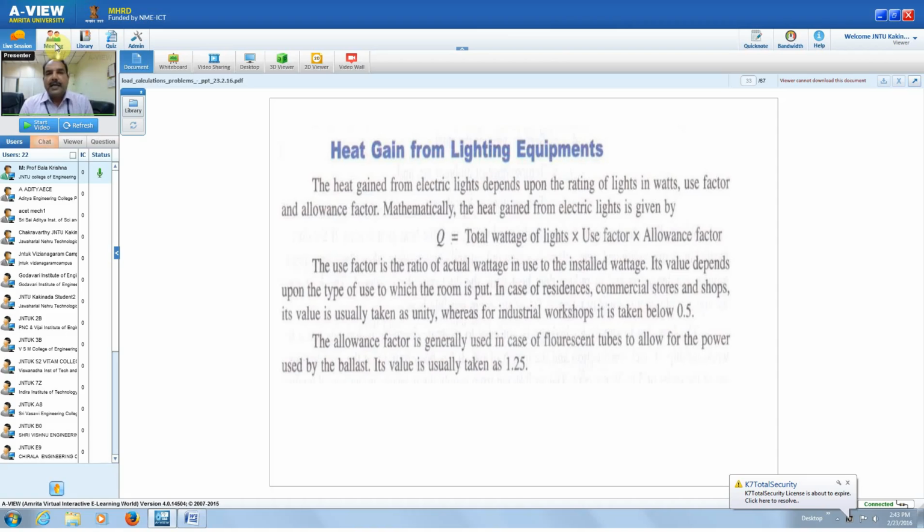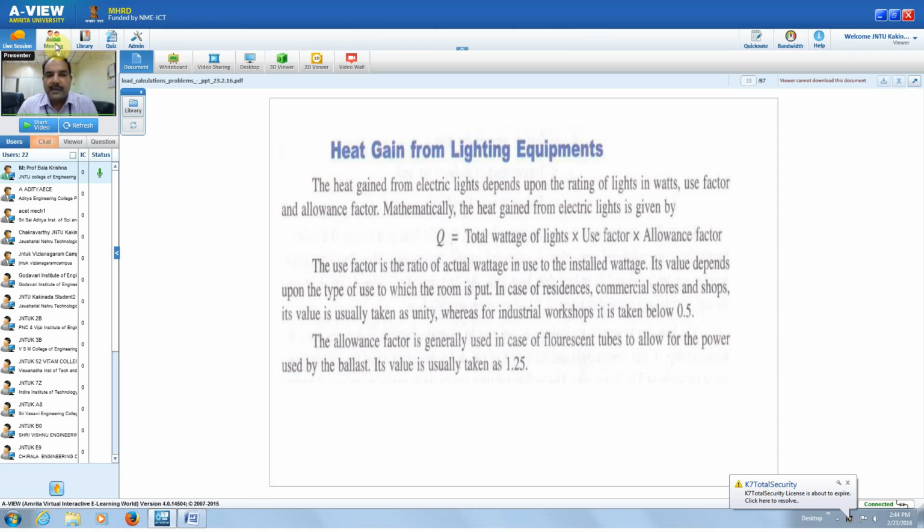The heat gain from the lighting equipment. Suppose in the room, whatever type of lights we are using, we also have to count them for calculating the cooling loads. The heat gained from the electrical lights depends upon the rating of the lights in watts, use factor, and allowance factor. Mathematically, the heat gain from electrical lights is Q equal to total wattage of lights into use factor into the allowance factor.